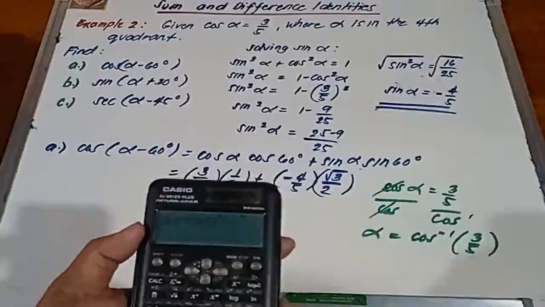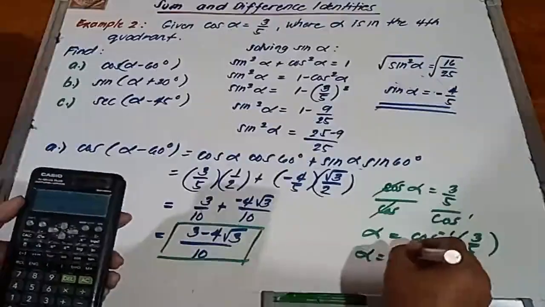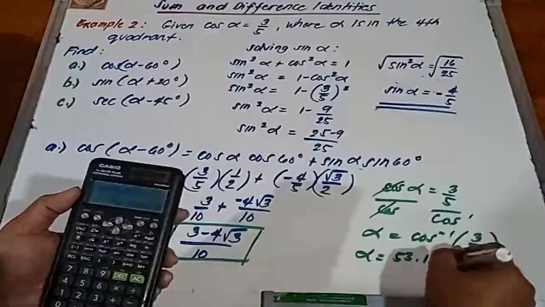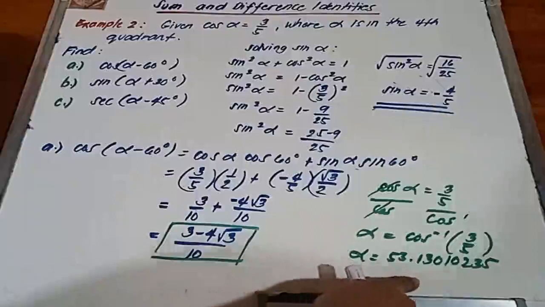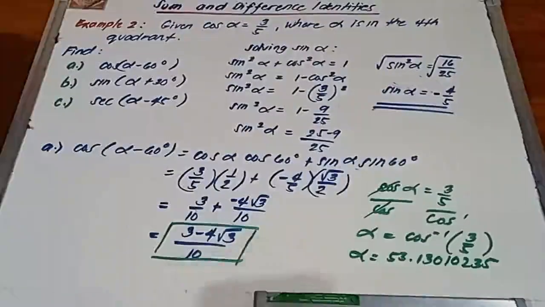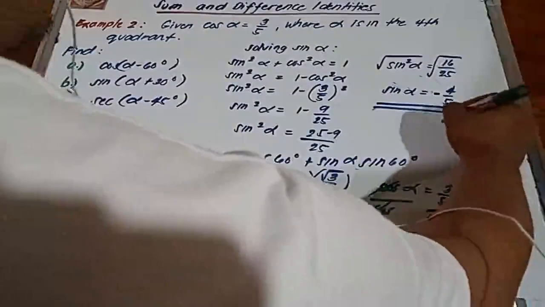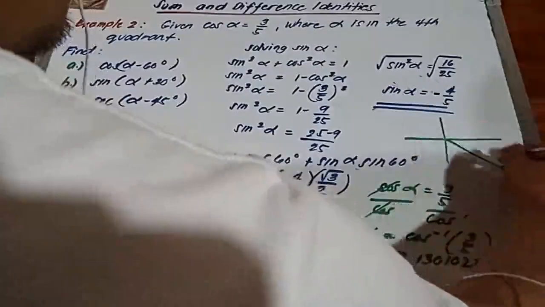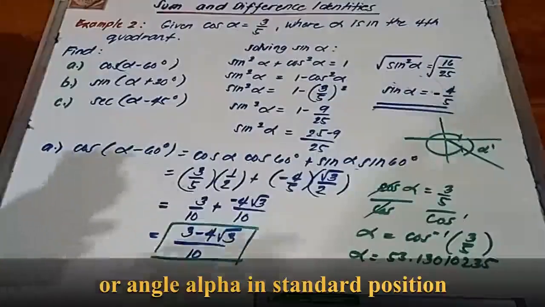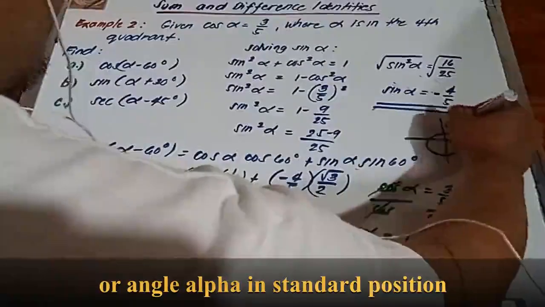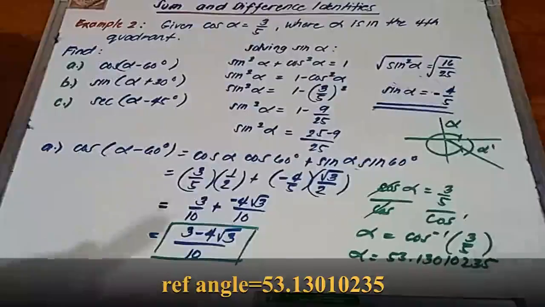Yan. So, ang angle alpha is equal to 53.13010235. So, ang nakuha natin, alpha is 53.13010235. So, nasa fourth quadrant yung angle na yan, so ito yung reference angle natin. Okay? Ito yung reference angle natin yung nakuha. Ito talagang kailangan natin. Okay? Nakuha natin reference angle, alpha prime yon. Theta prime, yung ating previous lesson.